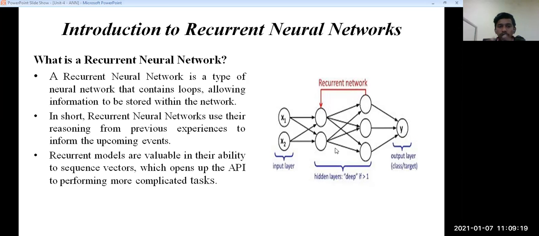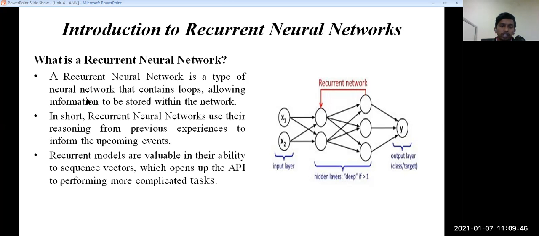So what actually is this recurrent neural network? A recurrent neural network is a type of neural network that contains loops, allowing information to be stored within the network. This can be termed the basic definition of recurrent neural networks. It allows information to be stored within the network, because it has a small storage of memory.